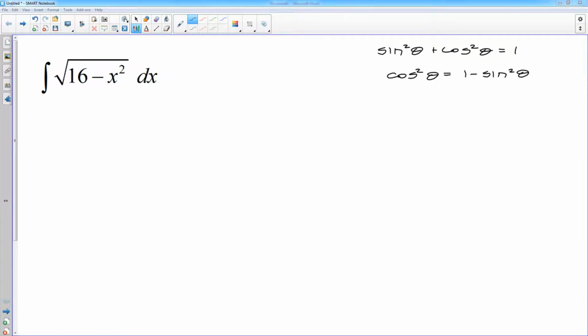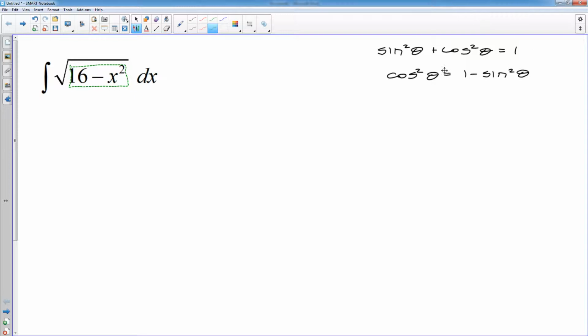I'm going to work this trig substitution integration problem. When you're dealing with trig substitution, it usually involves a radical, and it usually has something like a number minus x squared or x squared plus a number. And the goal is to try to get your radicand, this interior of your radical, to look like one of your Pythagorean identities. And your Pythagorean identities are the ones like sine squared plus cosine squared equals 1.